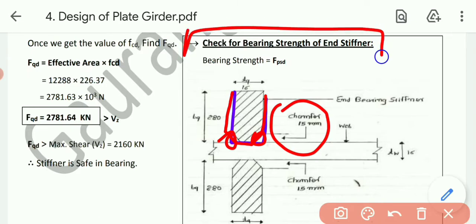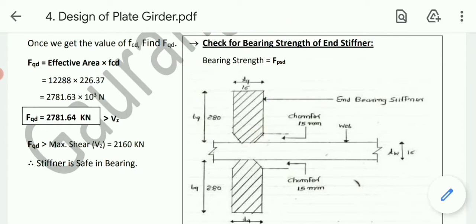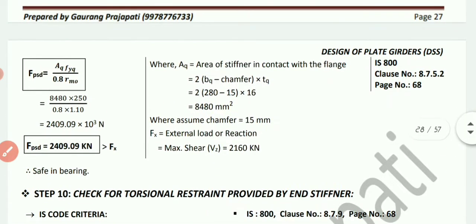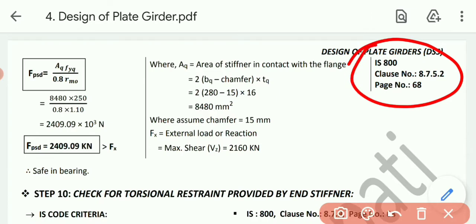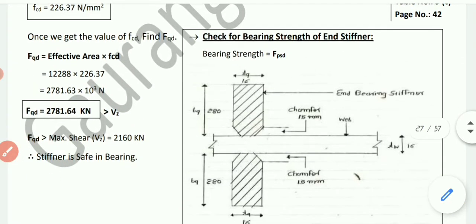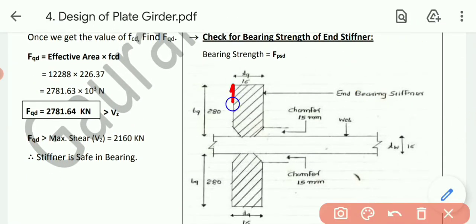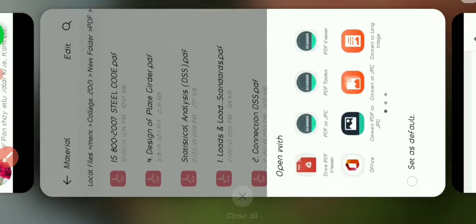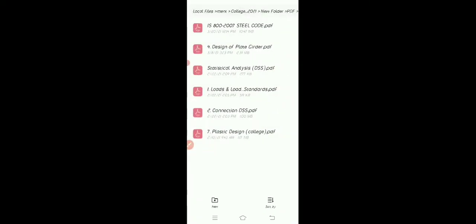the bearing strength of the end stiffener. For that a formula is there in the code. See what will happen: once we cut the area of the stiffener, its cross sectional area will decrease, and as area decreases, obviously its strength will decrease. Make sure that this decreased strength must be greater than Vz, which is our requirement. Okay, so let's go to the code. The formula is given on page number 68.